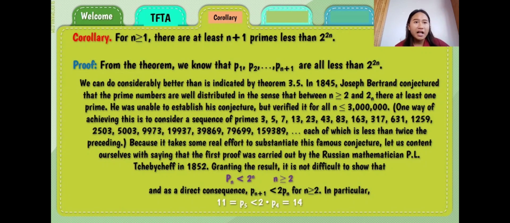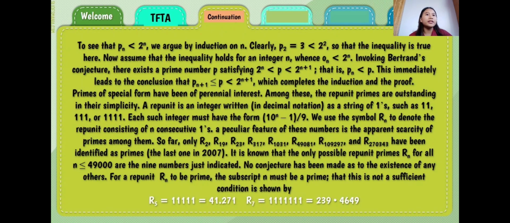Russian mathematician P.L. Chebyshev in 1852, granting the result that it is not difficult to show that p sub n is less than 2 raised to the power of n and n is greater than or equal to 2. And as a direct consequence, p sub n plus 1 is less than 2p sub n, for n greater than or equal to 2, and in particular, 11 is equals to p sub 5 is less than 2 times p sub 4 is equals to 14.